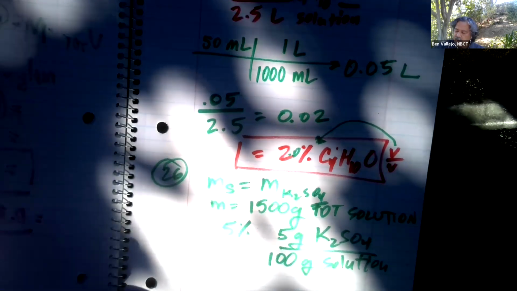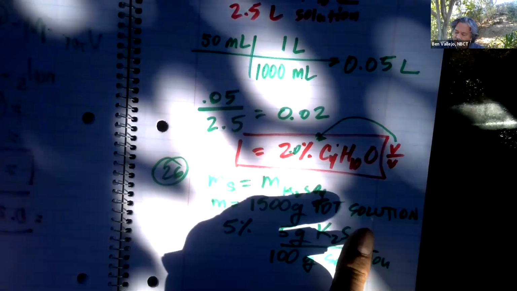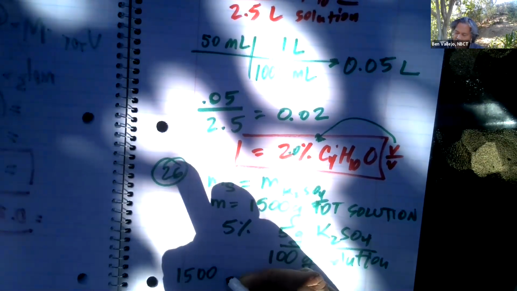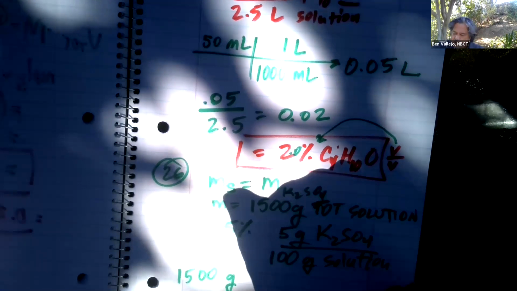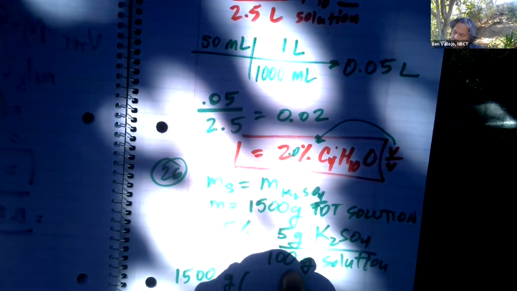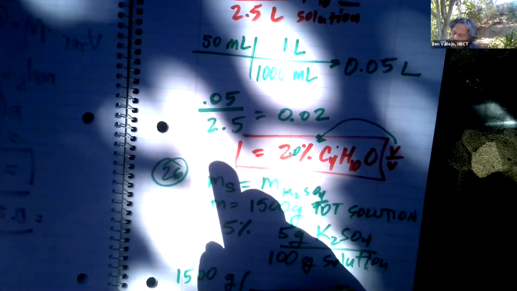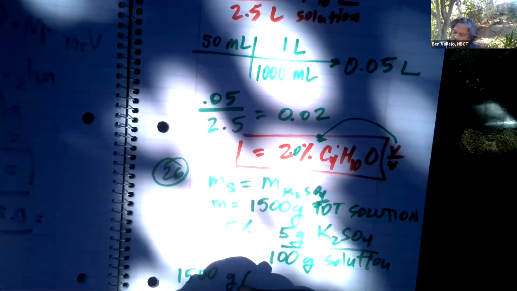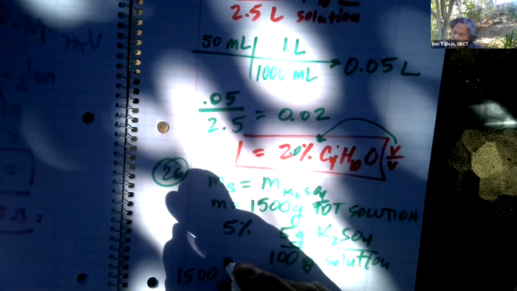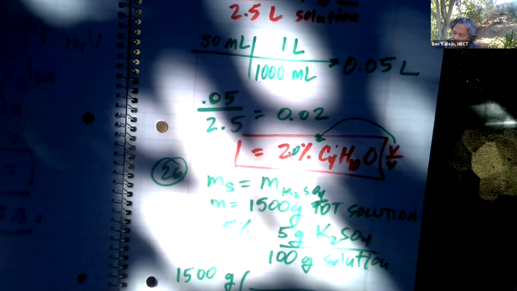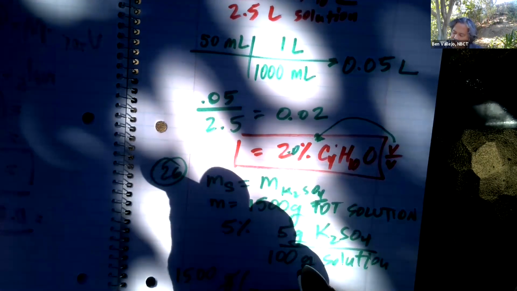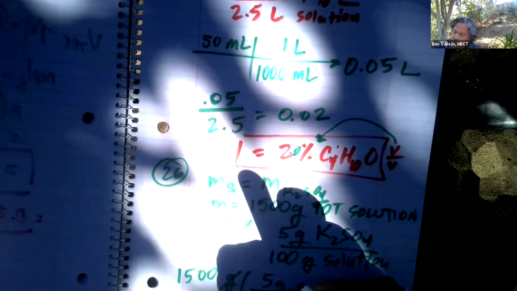So what's given is 1,500 grams of total solution. So we have 1,500 grams of that. And then we have 100 grams of solution, this is the total solution. So these grams are going to cancel out. And then we have 5 g of K2SO4.